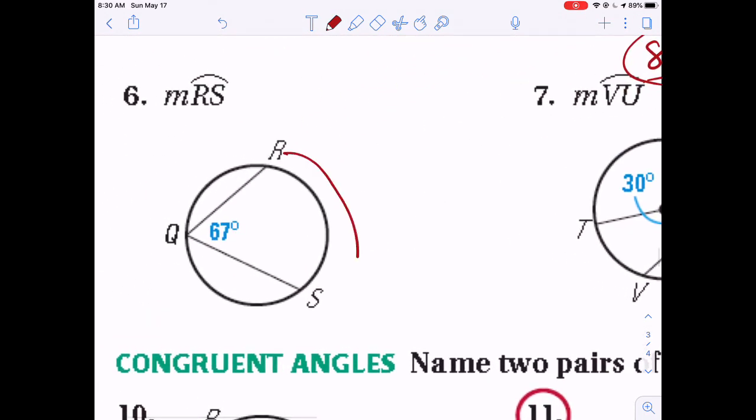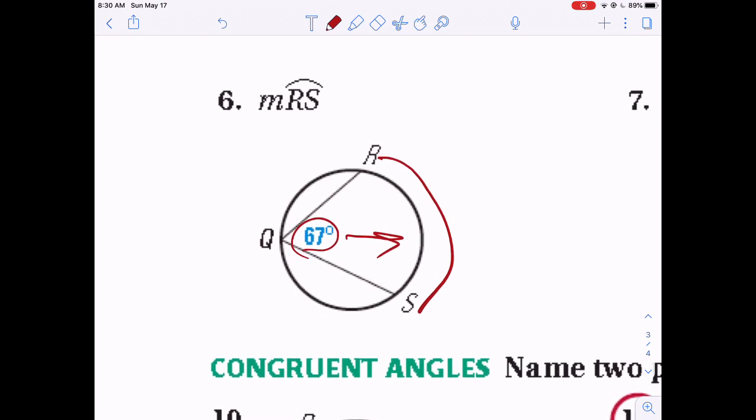RS is out here. That's an arc. They give you the central angle. This is pretty easy. Take it out there and double it up. So it's 120, 134. Okay.